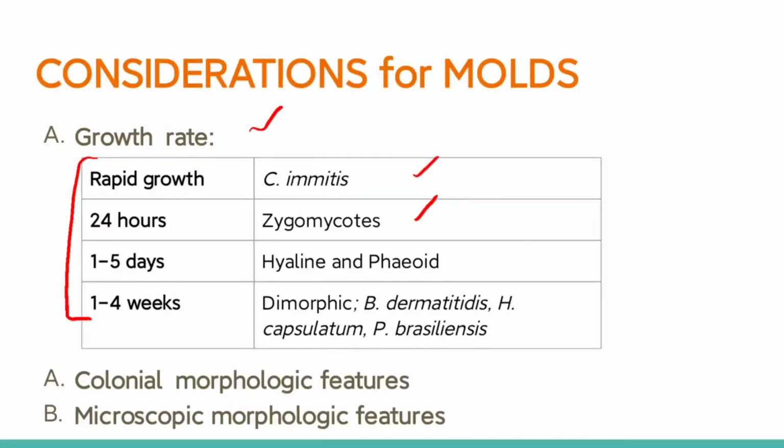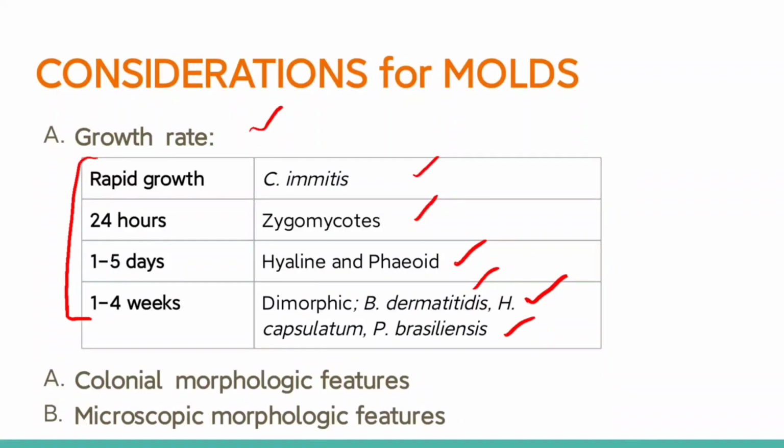Hyalo, hyaline, tsaka mga phaeoid, no? Mga moniliaceous, tsaka dematiaceous. Okay. And lastly, 1 to 4 weeks, okay, pag dimorphic yung mga yan, sina Blastomyces dermatitidis, Histoplasma capsulatum, at saka si Paracoccidioides brasiliensis.